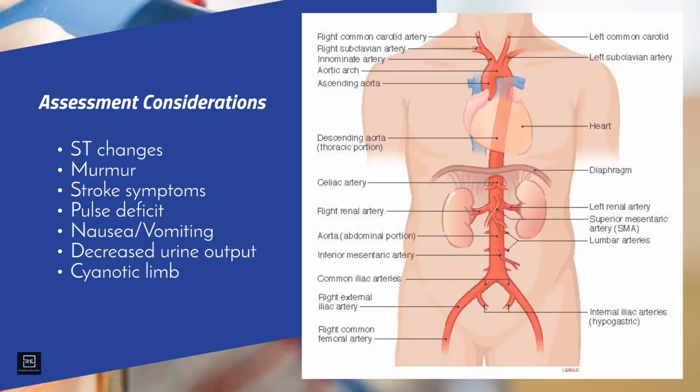Next, we need to monitor and be prepared for nausea and vomiting, especially when the dissection includes the abdominal aorta. Nausea and vomiting, especially in the setting of altered mental status, may limit the patient's ability to protect their own airway, and intubation may be necessary to mitigate any aspiration risk.